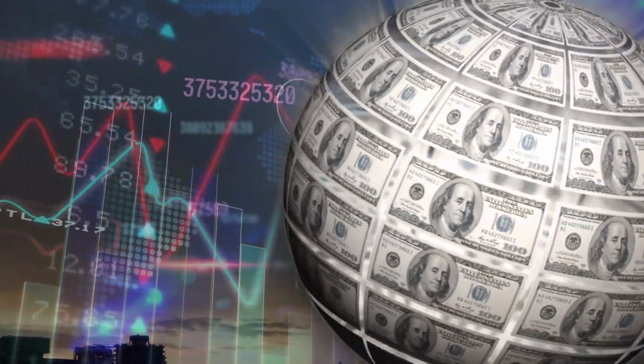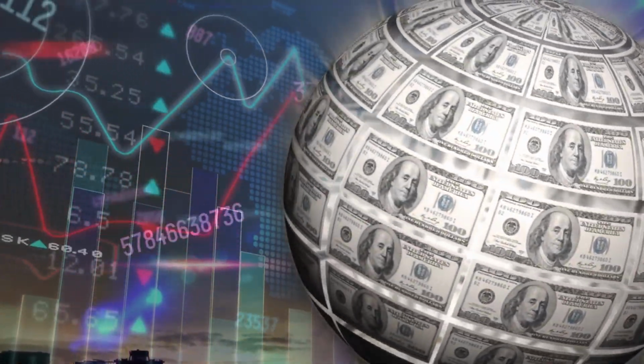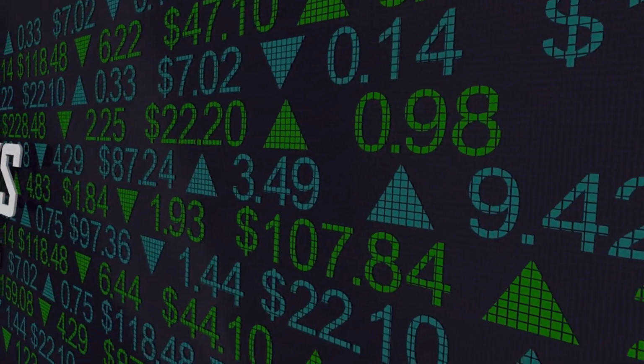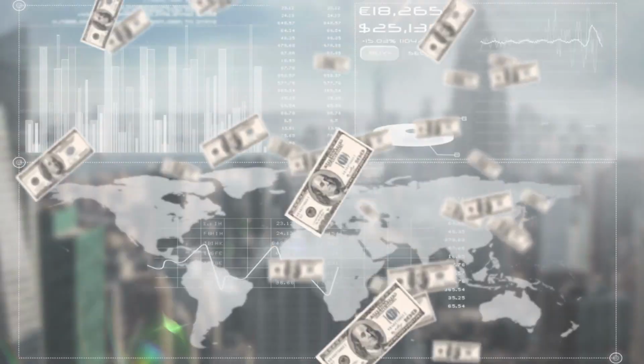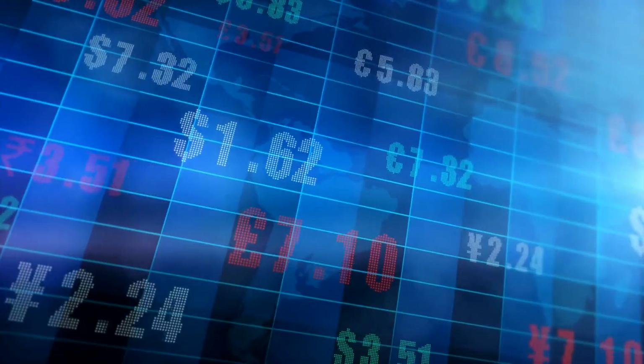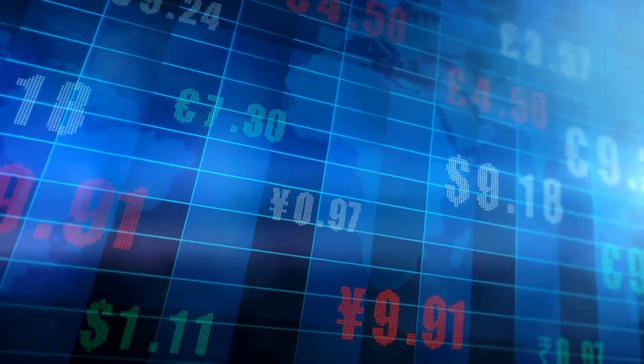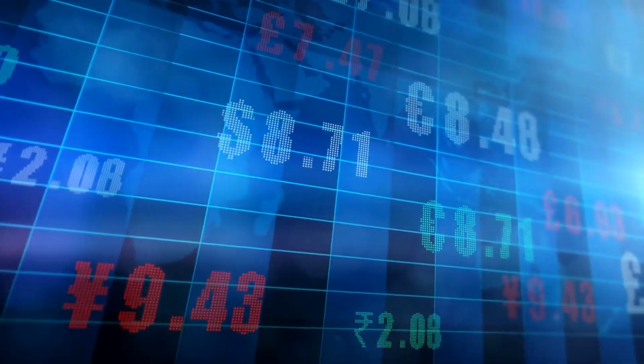In Part 1, we explored the basics of international bonds. Now, let's take a closer look at how to pick the best ones for your investment strategy. Currency risk. Exchange rates play a major role in international bond returns. If the bond's currency weakens against your home currency, your payout loses value when converted back.